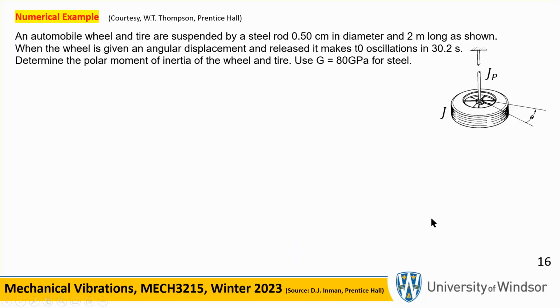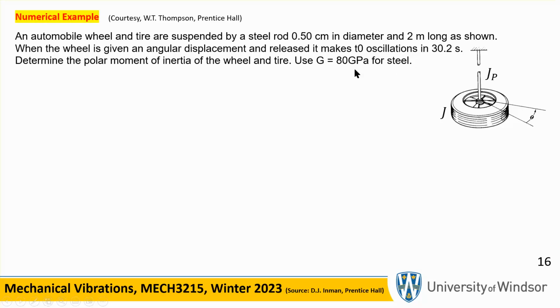Okay, so here's an example. We have an automobile tire, which is attached to a rod, and you're given the diameter of the rod, which is 0.5 centimeter, half a centimeter, and it's 2 meters long. And you're told that when you twist this wheel, there's a mistake here. This should be 10. It makes 10 oscillations, not T0 oscillation. So it makes 10 oscillations in 3.2 seconds.